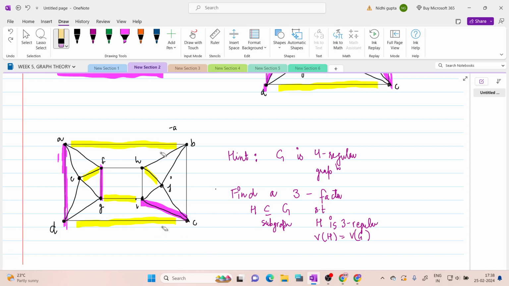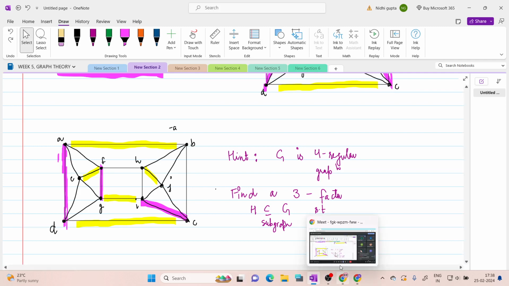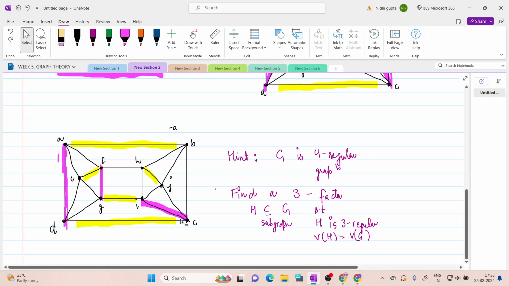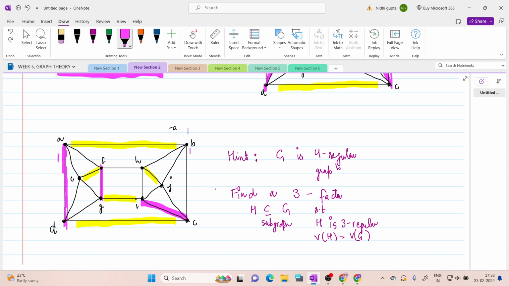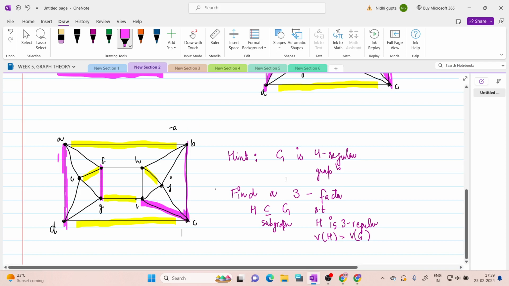Basically, ma'am, you cannot remove two edges which have a common vertex. Can we remove BC? If we remove BC, then C will have degree 2, because BC and CI are sharing a vertex. If we are removing CI and BC, then the degree of C cannot be 3. It has only 2 adjacent vertices left. So you cannot remove BC if you have removed these 3.